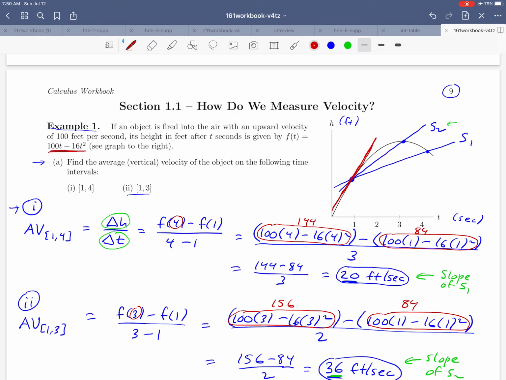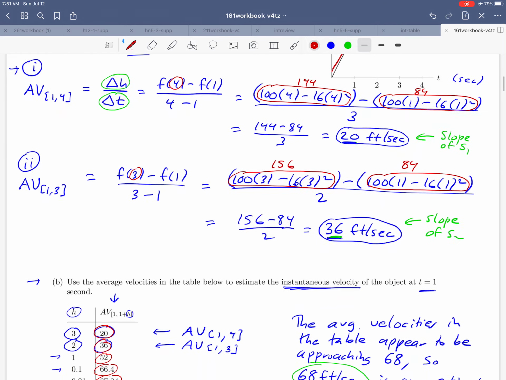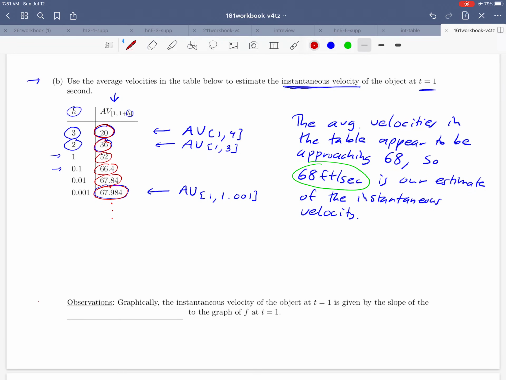I'm curious if you might know a name for this type of line. It's called a tangent line. I'm going to label it T. Its slope should be our instantaneous velocity, that 68 that we guessed. I'm going to close this discussion by filling in this blank here. Graphically, the instantaneous velocity of the object at t equals 1 is the slope of the tangent line, T, that we just drew in. This tangent line is going to occupy a lot of our attention in the days and the weeks to come in our course.